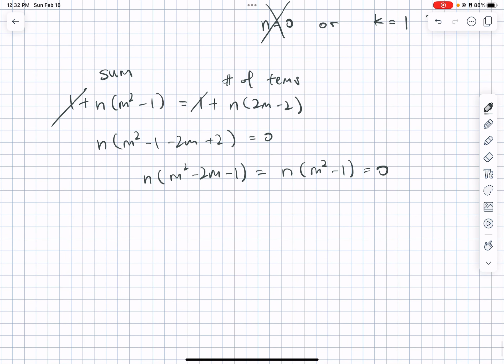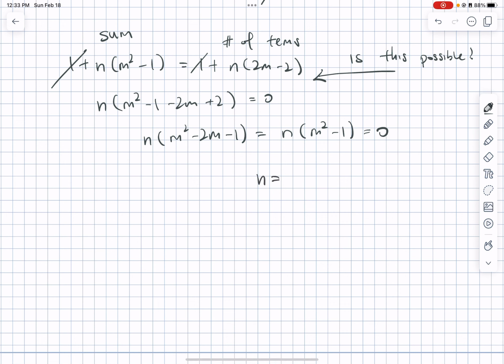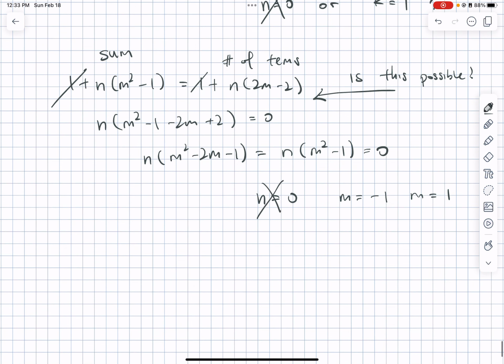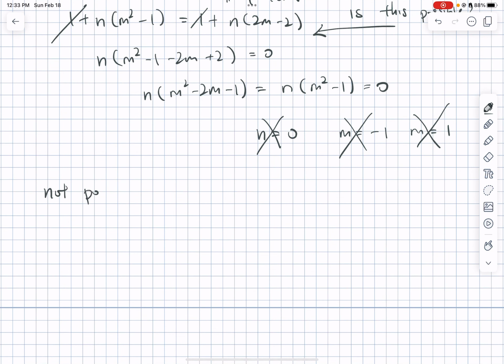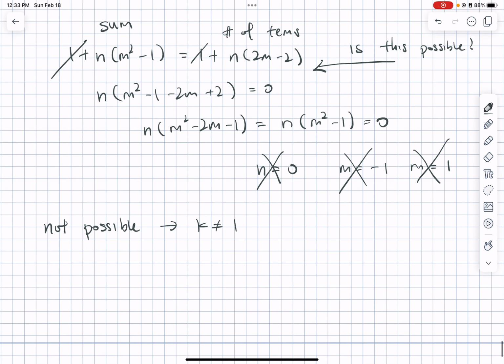So is this possible? For this to be possible, either n has to be equal to 0, or m has to be equal to 1. We already established n can't be 0, and the question says m is greater than or equal to 2, so m can't be equal to 1. So this is not possible. The fact that this is not possible means k is not equal to 1. k equals 1 is not possible.